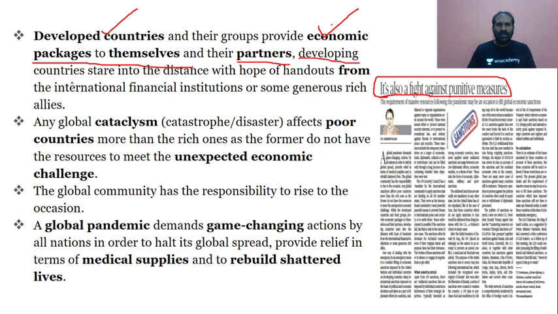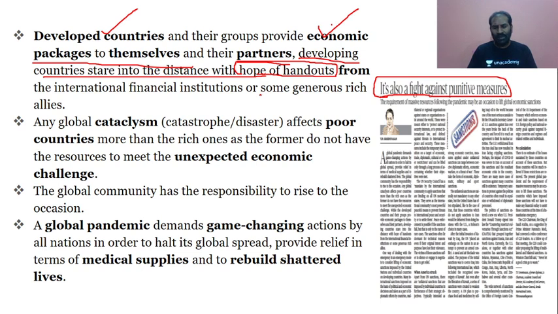I repeat that the developed countries will definitely make sure that they support their partners, that is the other developed economies, by providing economic packages. But when you keep aside the developed countries and look at the developing countries, these are the countries waiting with a hope of handouts. That means they are waiting for the economic package to be given by the developed countries to the developing countries.